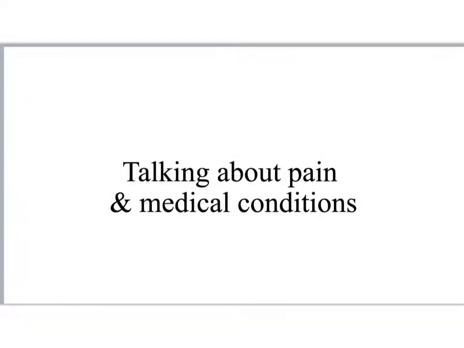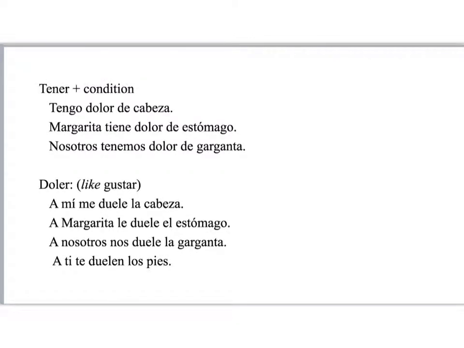Talking about pain and medical conditions in Spanish. When we talk about different kinds of aches and pains, we have some different options in Spanish. It's very common to use tener and the condition. For example, tengo dolor de cabeza. Margarita tiene dolor de estómago. Nosotros tenemos dolor de garganta.